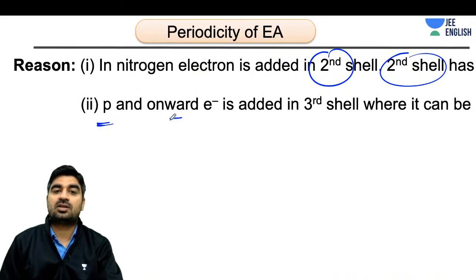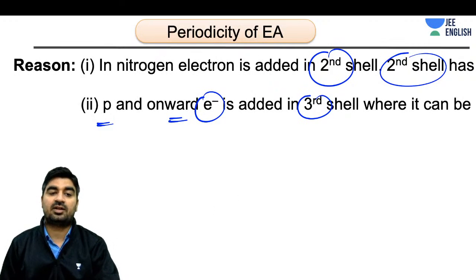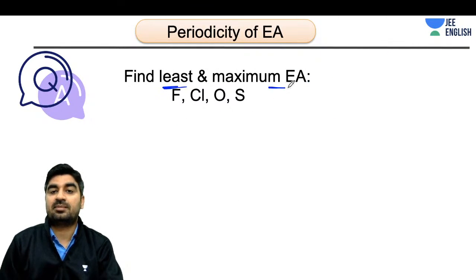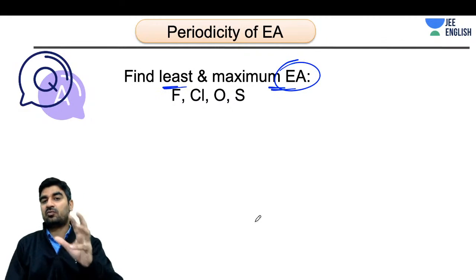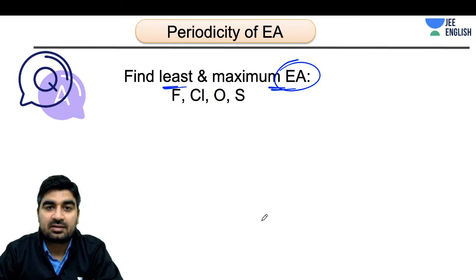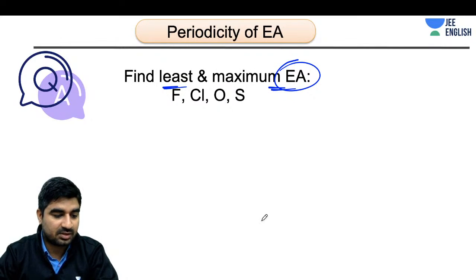So from phosphorus onward, the electron is added to the third shell where they have vacant p orbital. So find the least and the maximum electron affinity. How will you arrange it? Just write. Be fast.